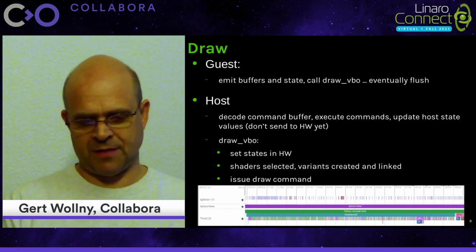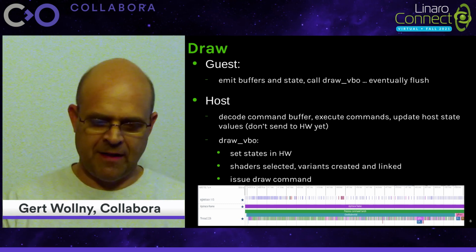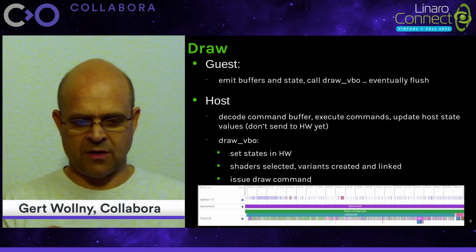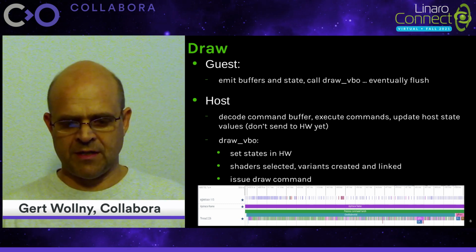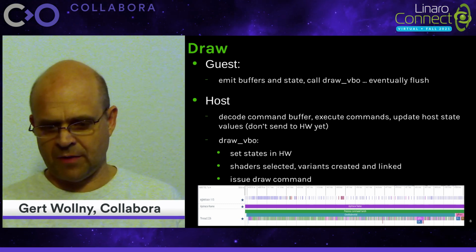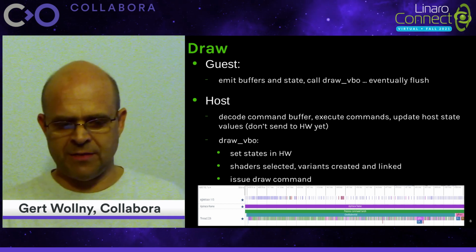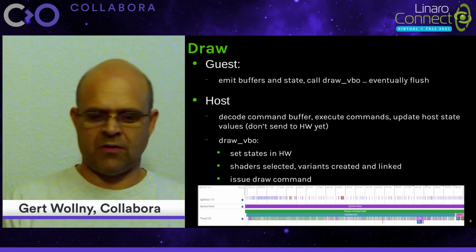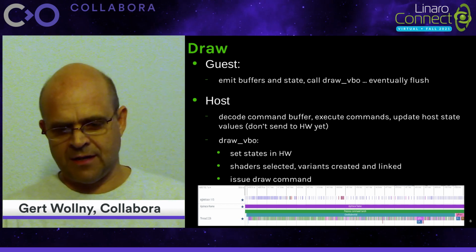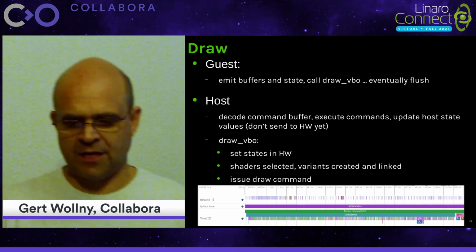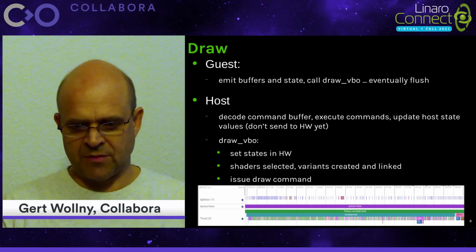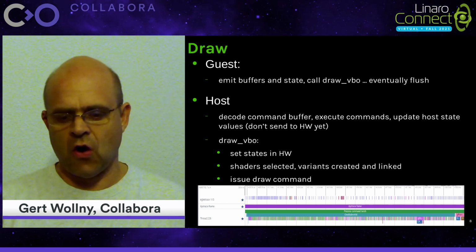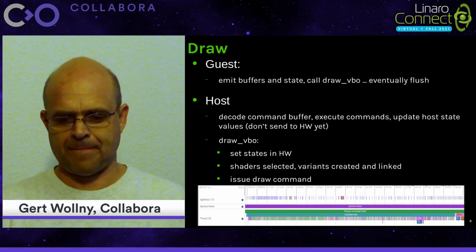Now if you want to draw something, how is this done? Well, essentially the guest emits buffers and states, and all this is encoded in the command stream, and at one point it will issue a draw VBO command, and then it will continue emitting buffers, emitting states and stuff, emitting textures, and again calling draw VBO and so on until for some reason the command stream is flushed. This can be either because the command stream is full and we need to flush it to be able to add more commands, or because we want to read something back.